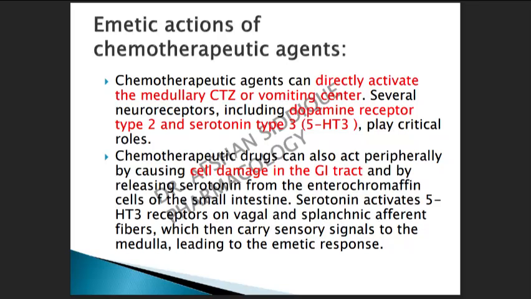What is happening? It is basically the mechanism of induction of vomiting by the chemotherapeutic agent: they stimulate or damage the cell wall of the GI tract, which contains 5-HT3 receptors. When these combine with serotonin, they transmit afferent impulses, carrying sensory impulses, to the medulla, and then it will cause emesis. This is the normal phenomenon of emesis induced by chemotherapeutic agents.